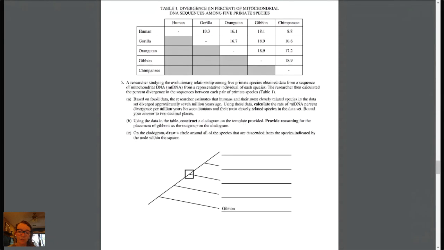Okay, so that's your answer for part A, 1.26, I believe is the answer there, 8.8 divided by 7. For part B, using the data in the table, construct a cladogram on the template provided. You should have had humans at the top, followed by chimpanzees, followed by gorillas, followed by orangutans. So humans, chimpanzees, gorillas, orangutans.